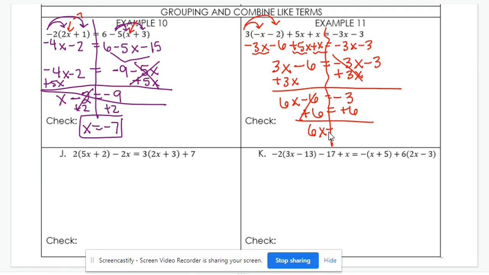I'm left with 6x. And negative 3 plus 6 is positive 3. Last step is divide by 6. And x equals 3/6, which is 1/2. So always simplify that. 3 divided by 6 is decimal 5 if you put it in your calculator.